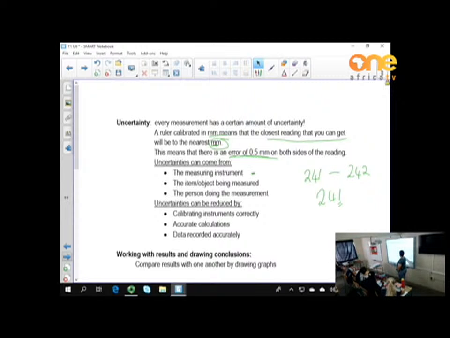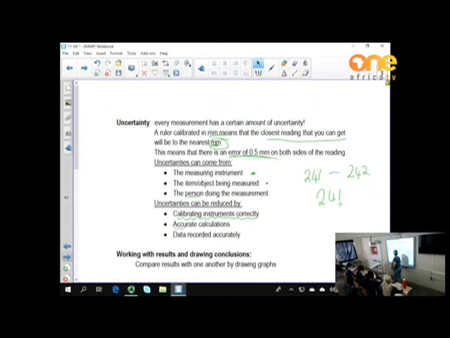The uncertainties come first and foremost from the measuring instrument, then the object being measured, for example if it's moving or if it's a very soft material without a well-defined edge. There are certain factors that can make it difficult to measure things. And then the person doing the measurement: if he knows what he's doing, there should be smaller errors than if he doesn't. Uncertainties can be reduced by calibrating instruments correctly. For example, if I work with the balance in the chemistry lab and I want to measure the mass of a specific substance, I zero the balance before I put the substance on it.